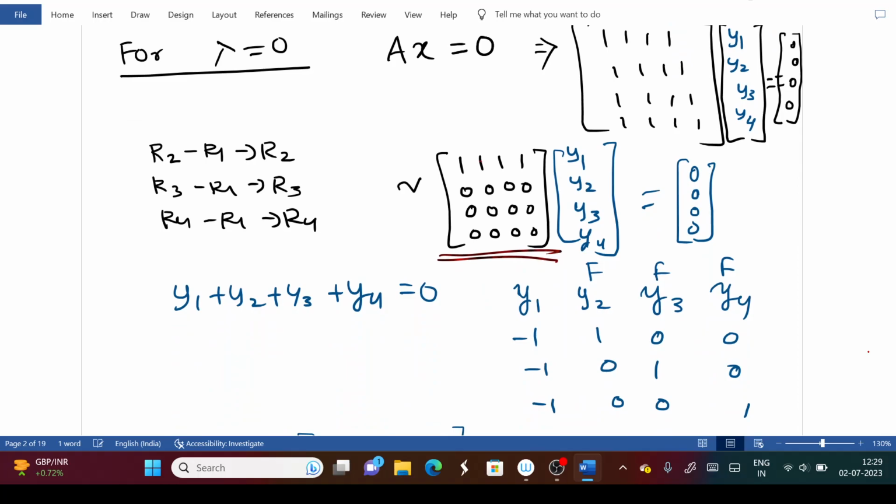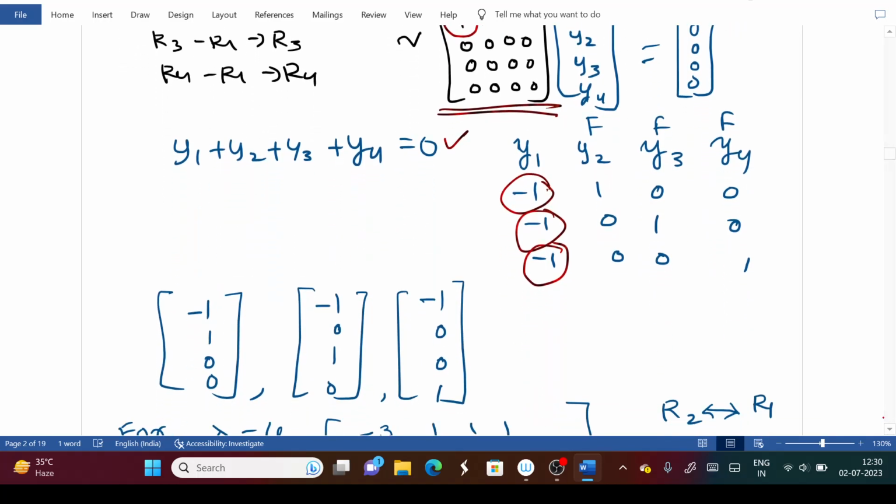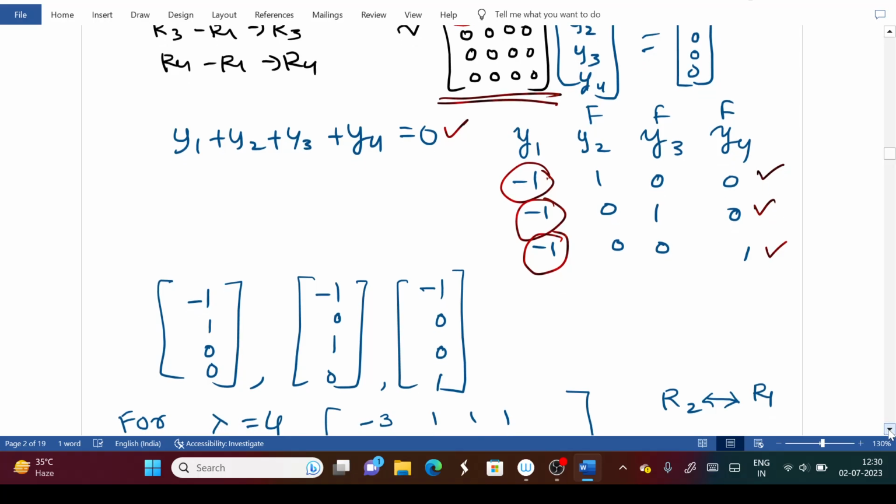So here only one pivot is there. That is, y1 is a pivot, the rest are all free. So 1, 0, 0; 0, 1, 0; 0, 0, 1. Substituting these values of y2, y3, y4 in this equation, we got y1 equal to minus 1, y1 equal to minus 1, and this minus 1. So we got our vectors. So it is this vector, then I wrote this vector, then I wrote this vector. So these are the 3 eigenvectors of A transpose A for lambda equal to 0.